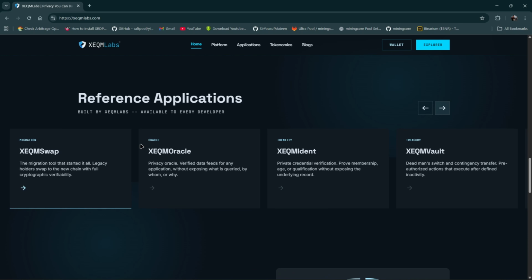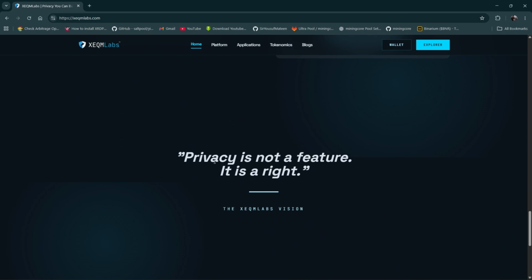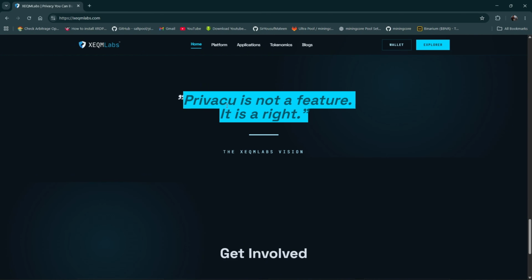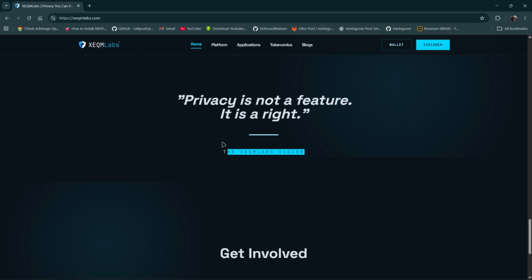The products they offer, these are the products once again. These were the tokenomics. Privacy is not a feature, it is a right. Exactly. This is all what the project is about. This is their vision.